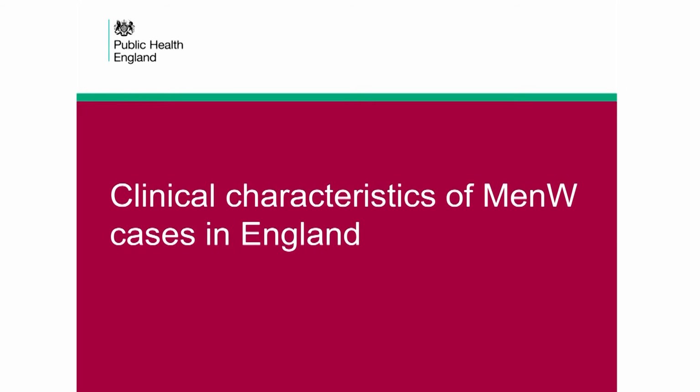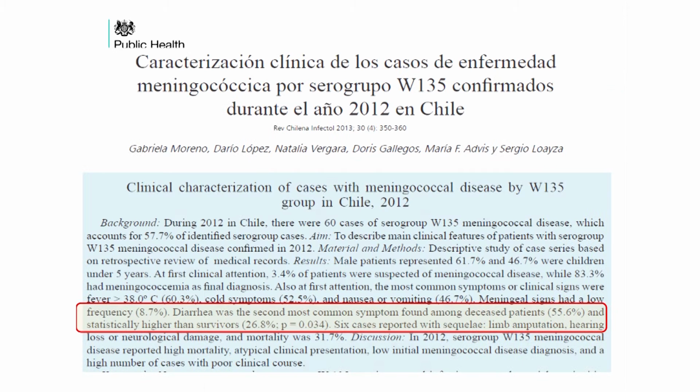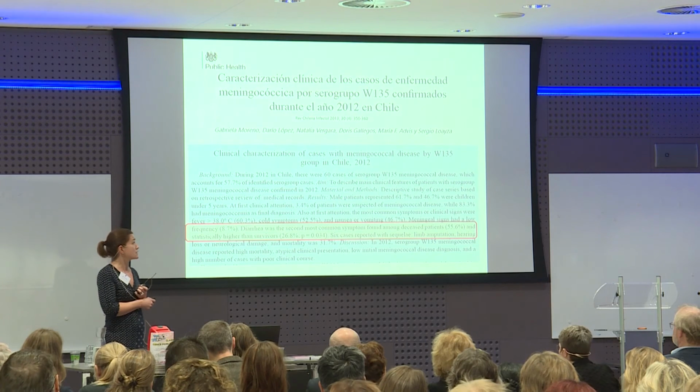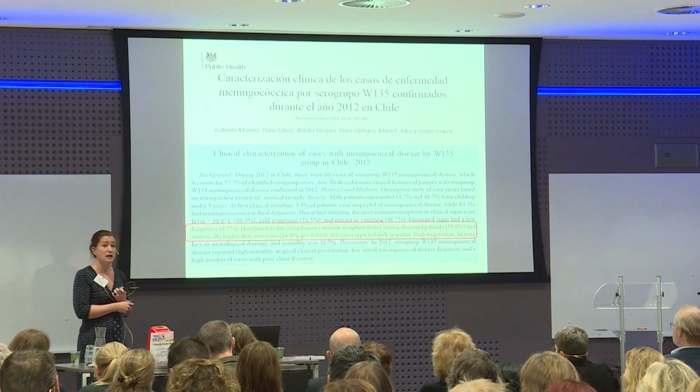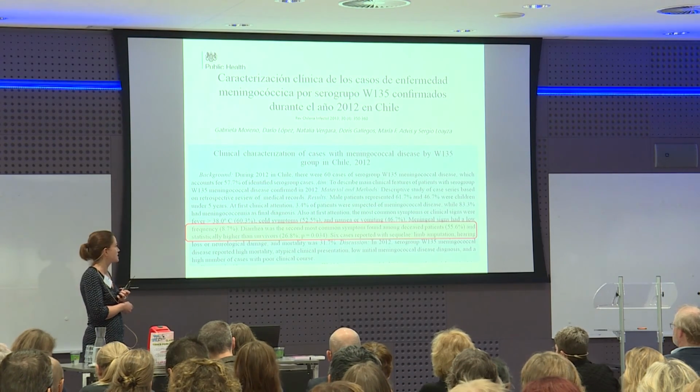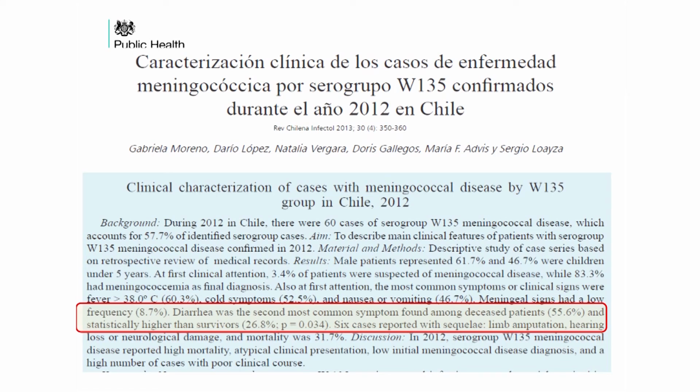Okay, so for the final part of the talk, I'm going to look at some of the clinical characteristics of our MenW cases. This wasn't unique to England. In Chile, they'd also observed this, and they say in this paper that 14 of 58 cases were wrongly diagnosed as being gastroenteritis originally, and that of those 14, 8 went on to die. So it has a high case fatality rate associated, and it's something that was observed in Chile.